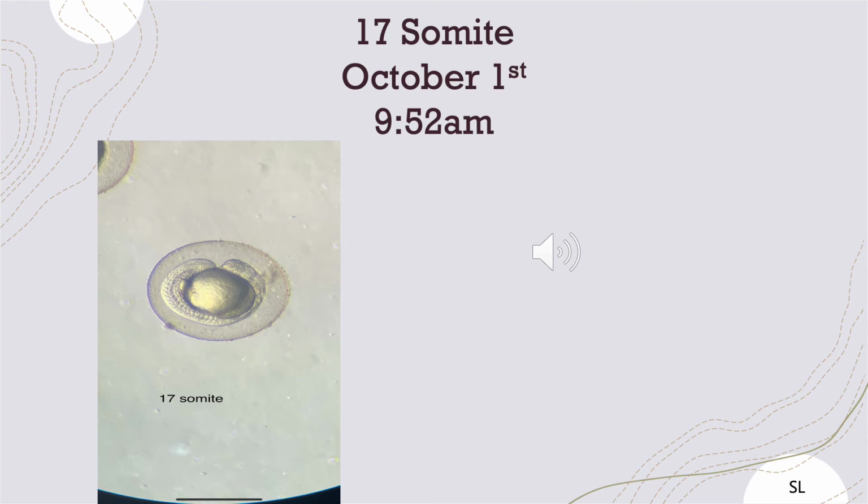On October 1st at 9:52 a.m., this picture was taken of the zebrafish and was recorded as the 17th somite stage. In the 17th somite stage, you can see the optic placode and the brain neuromeres. And as I was looking through the microscope, this little guy was twitching a lot and moving around, and I thought it was really interesting to see them moving around already at this stage.